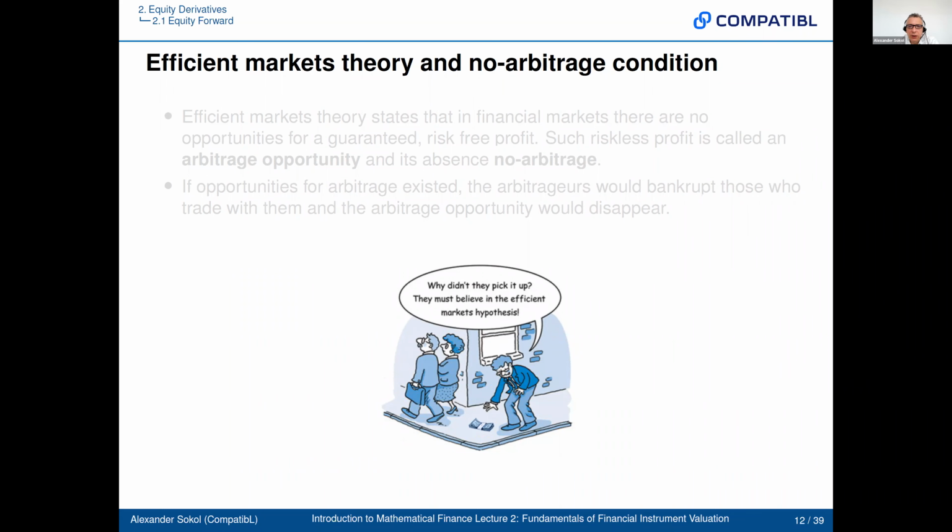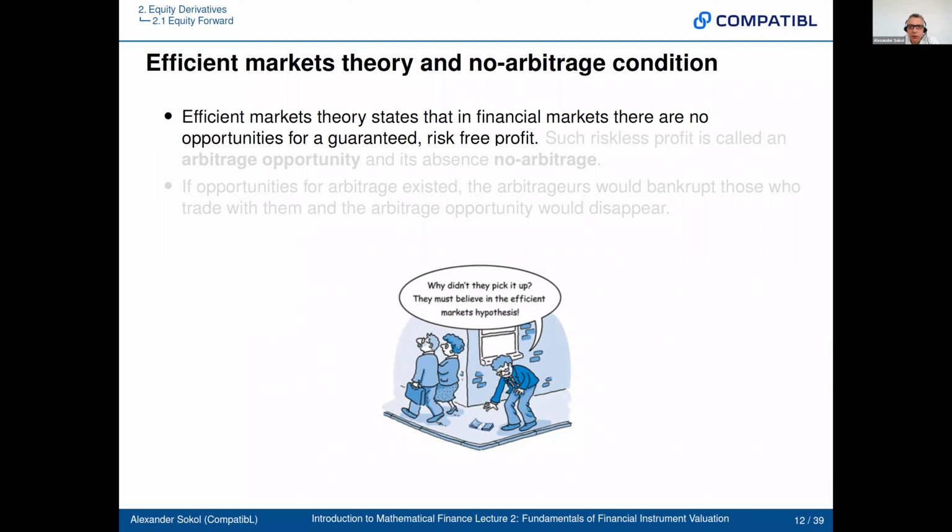We came to a very critical point, and I'll spend a lot of time on the next two slides because the slides describe a very important notion that's the underpinning of derivatives valuation theory. And that notion is efficient markets theory, or efficient market hypothesis, and no arbitrage conditions on the financial market. So efficient markets theory, sometimes it's called hypothesis, but it's really not a hypothesis anymore. It's really a theory, right? It's proven, right? It states that in financial markets, there are no opportunities for guaranteed risk-free profit.